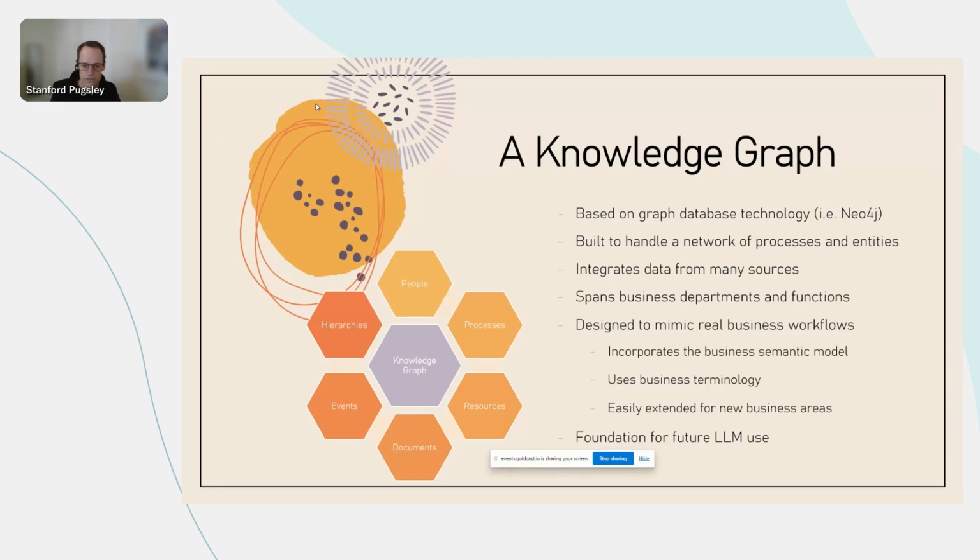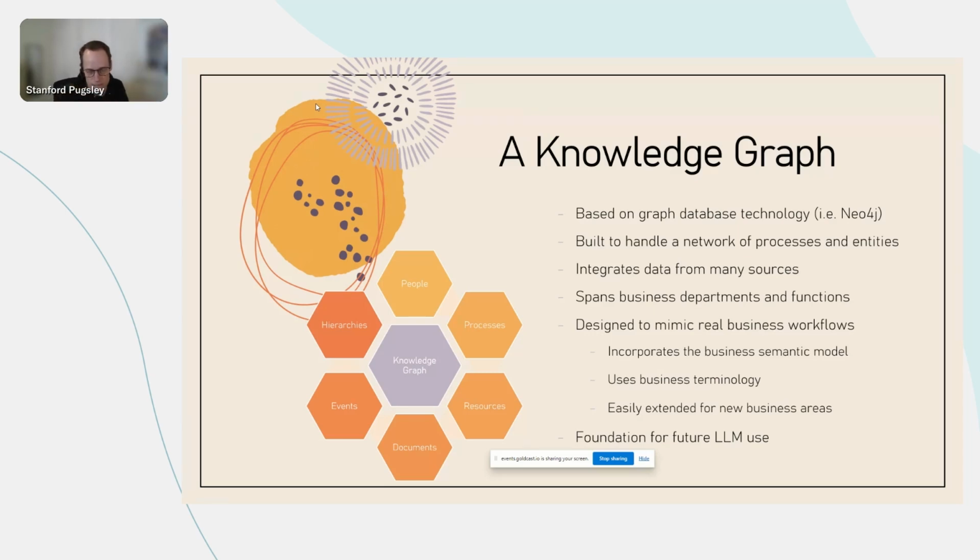So with a knowledge graph, the idea is to bring all of these different elements together into one graph. Like you can see on the left, we've got people, hierarchies, events, documents, resources, processes. The key with processes is that a lot of processes don't just stop in one department or in one relational database. They're going to go from the sales department to the finance department and then to the fulfillment, supply chain. And so you want to be able to connect all those to do analysis. And that's what the knowledge graph is going to do.